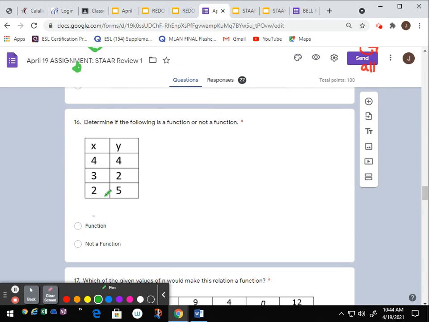Moving on to 16, determining if it's a function or not a function. Looking at x values again. Do we have any repeating ones? 4, 3, 2? Nope, no repeating x values, so again, we have a function, all right?